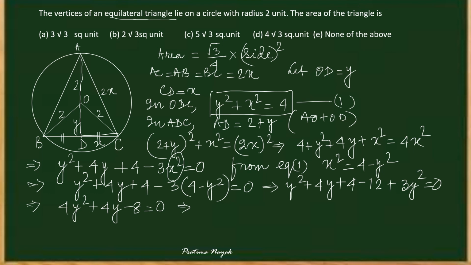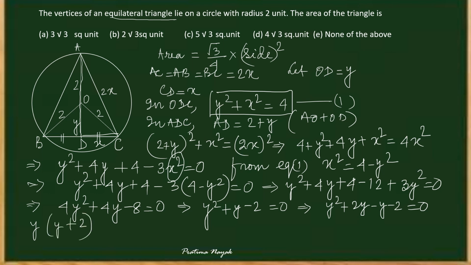Dividing throughout by 4, I'll get y square plus y minus 2 is 0. Now next I'll split the middle term. y square plus 2y minus y minus 2 is 0. Now splitting the middle term, I'll get y into (y plus 2) minus 1 into (y plus 2) is 0. Or this is equal to (y plus 2) into (y minus 1) is 0.